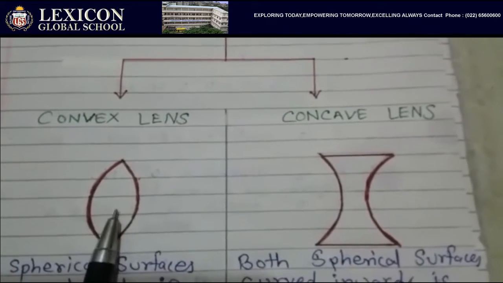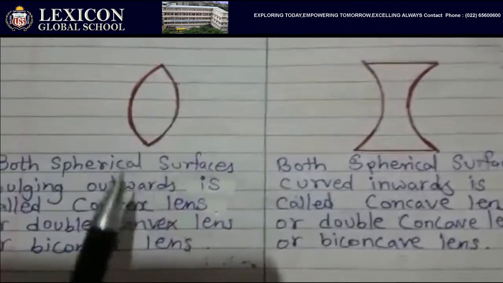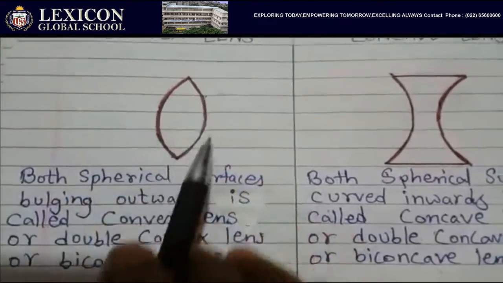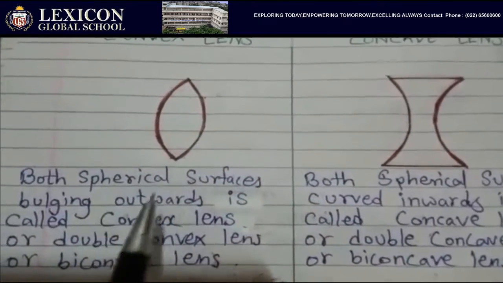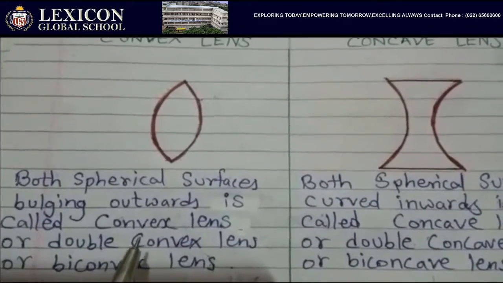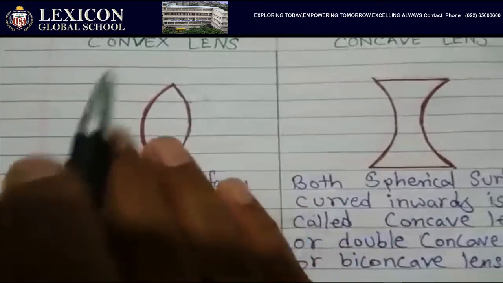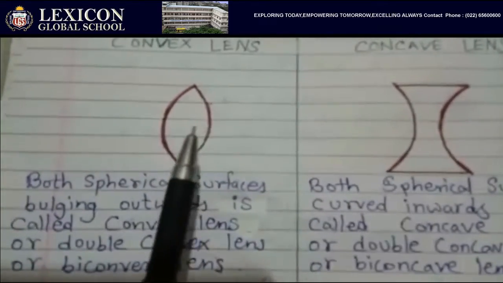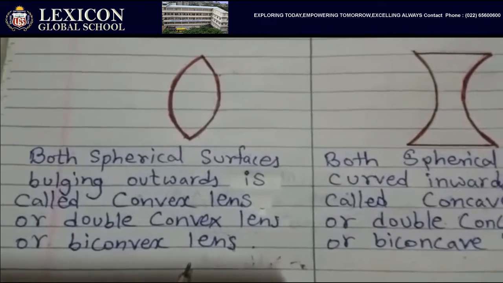Now see here, what is a convex lens? Both the spherical surfaces are bulging outwards, right? You can see it is bulging outwards, and that is called a convex lens. It is also called a double convex lens because both the spherical surfaces are bulging outwards. Therefore, it is called a convex lens, double convex lens or biconvex lens.